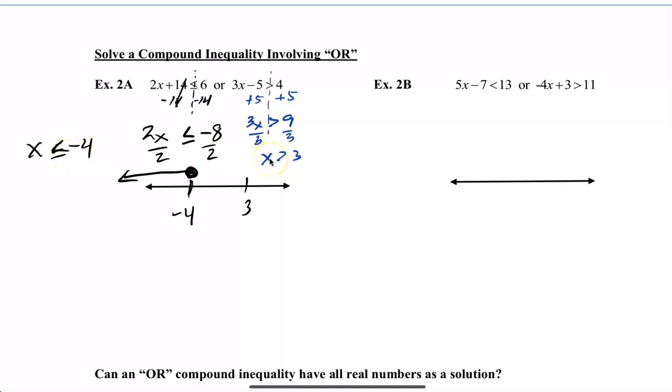3 is on this side. Open circle, and we're going to go that way, right? Follow the arrow. So that's the graph. Next one, another OR statement. So we're going to do the same thing. We're pretty much just solving two separate problems.